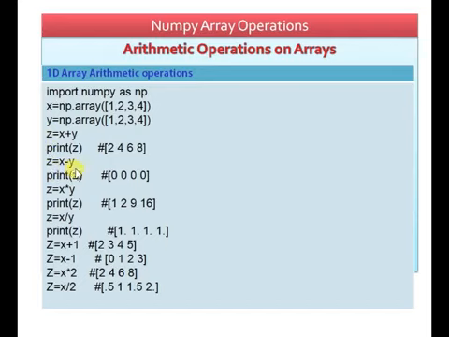When we are saying z is equal to x minus y, this is 1 minus 1 is 0, 2 minus 2 is 0, 3 minus 3 is 0, 4 minus 4 is 0. These values will get stored in z.